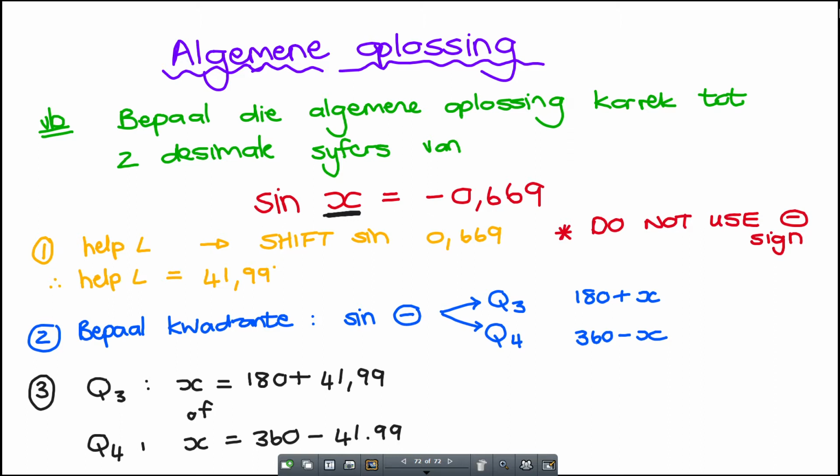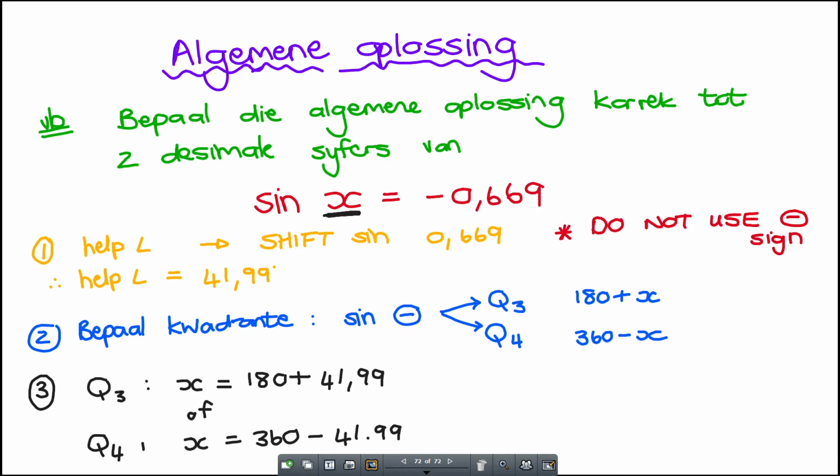Because it's general solution, wil ek nou my vergelyking so gaan skryf dat dit oor die algemeen gaan waar wees. Maak nie saak of hy nou een keer om gaan, geen keer om gaan, or whether it goes around twice or 3 times. Do you guys understand what I mean?